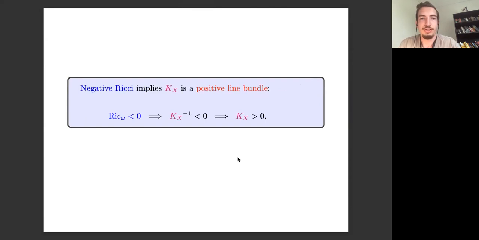So just to drive this point home, if I have a Kähler metric of negative Ricci curvature, then the canonical bundle will be a positive line bundle. So that's what we have seen.